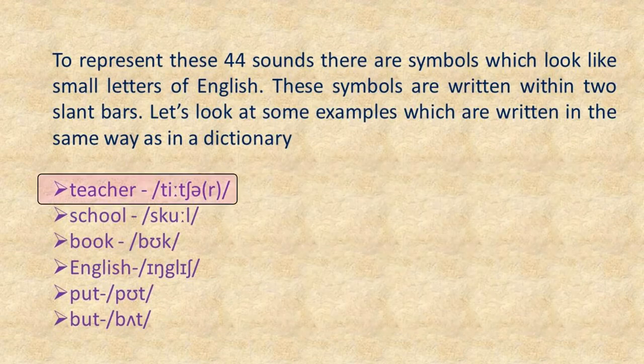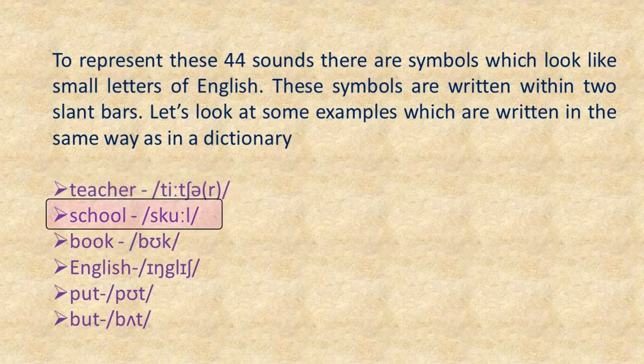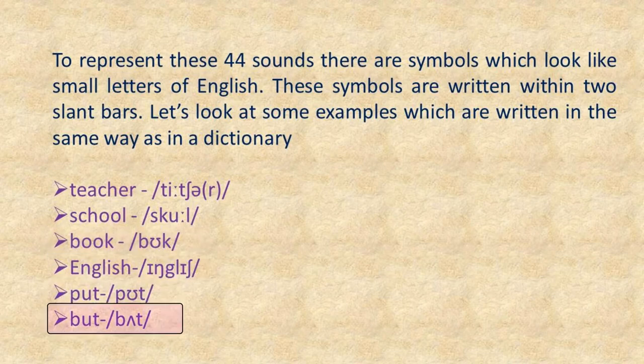Let's look at the word teacher. Teacher, in slant bars, you will find some symbols: small t, small i with 2 dots, again t, and a schwa-like, E-like structure. These are the symbols how a teacher is written in the dictionary. Next word, school. Again you will find small s, k, u with 2 dots and l, and it is also written in slant bars. This is how school is written in dictionary as well. So you will find the word book, English, put, but, they are written with the symbols in slant bars.